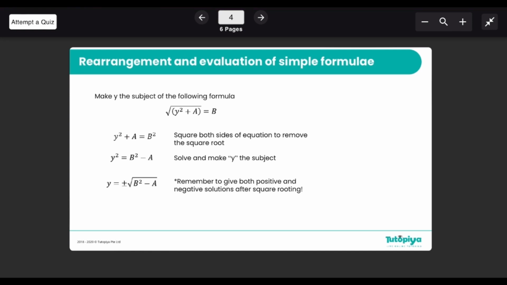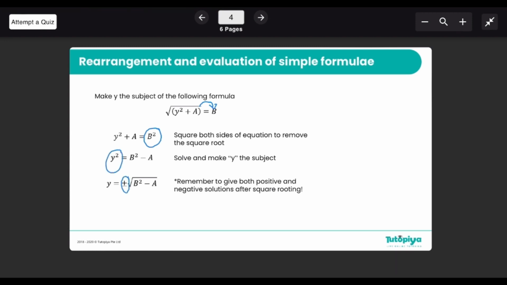And then moving on, make Y the subject of the formula. Now when there's a square root involved, the opposite of a square root is always a square. So if I want to remove the square root on the left hand side, I have to square the whole thing, which is what's happening in the next line. So B becomes B squared then, and from there I'm moving the A to the other side, and then I'm square rooting to get rid of the y squared.